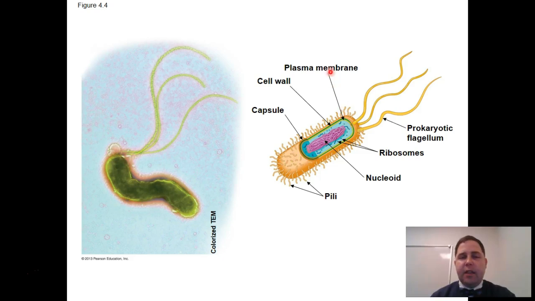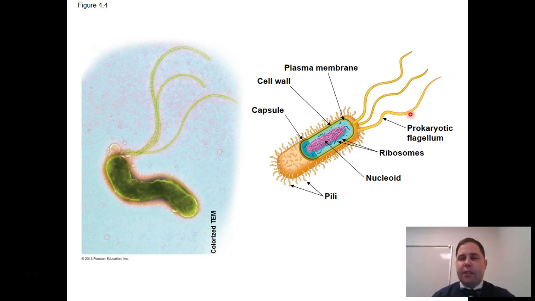So as long as the cell has a plasma membrane, DNA, ribosomes, and cytoplasm, it has enough to function. We'll have a few more adaptations in a prokaryotic cell that we can talk about. A cell wall is going to add a little more structure to the outside of the cell. That's going to help protect it from the outside environment.